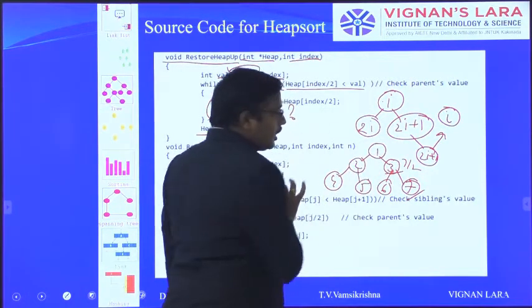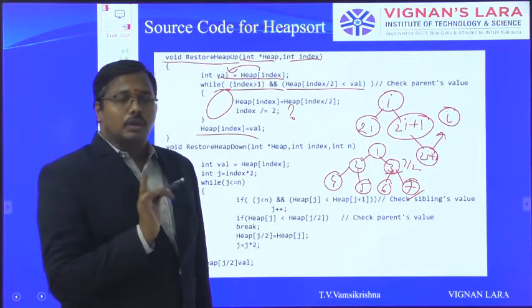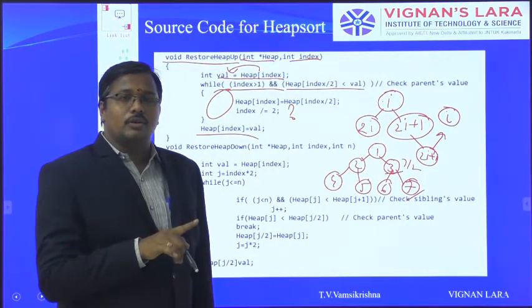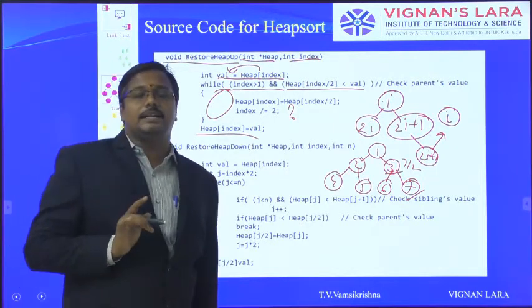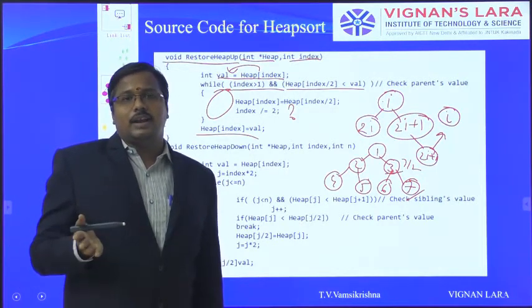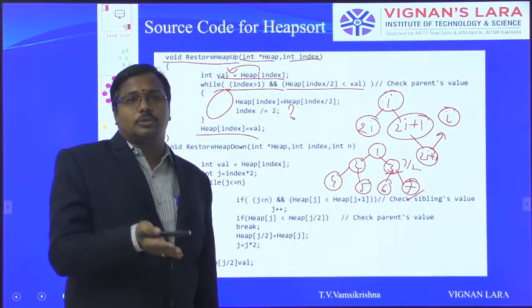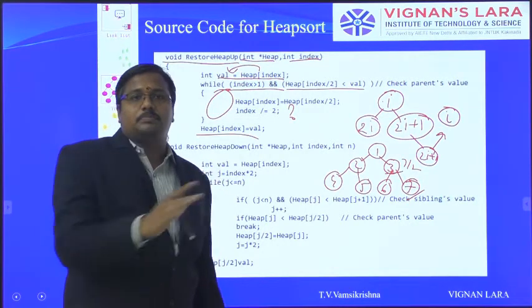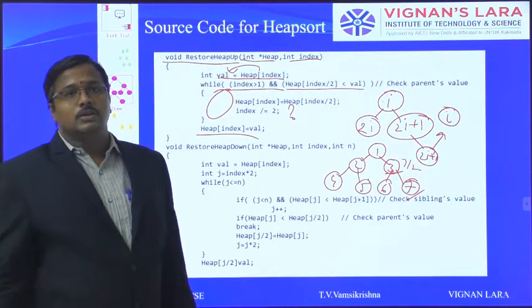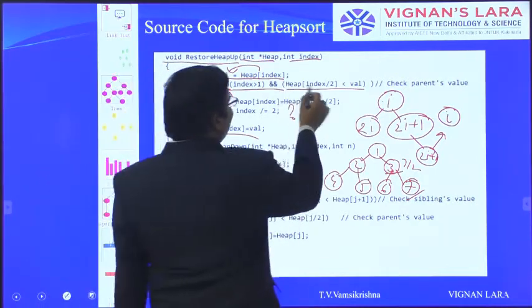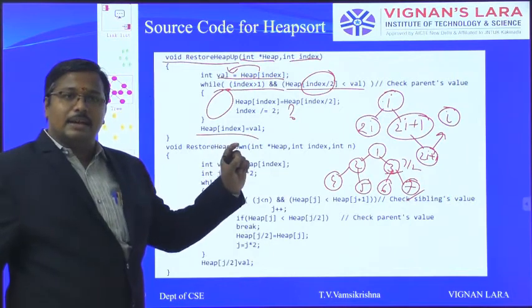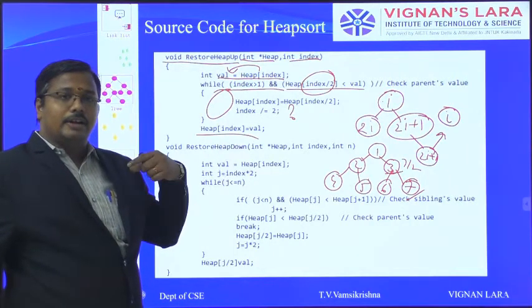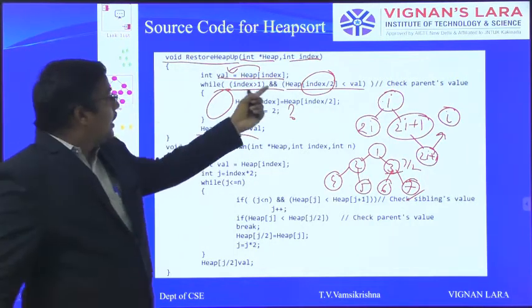2 by 2, 1. So the logic is: the ith position has the parent node, the 2i position the left child, and the 2i plus 1 position the right child. Whenever I am inserting an element in the ith position, the parent node is at i by 2, so we need to check. That's why here also index by 2. Suppose I am inserting an element at a particular index, I need to find the parent node, so index by 2.